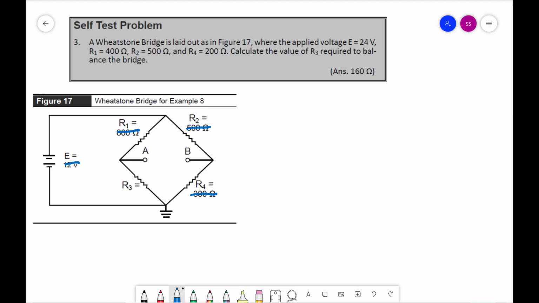Okay, so the voltage was 24 volts, R1 is 400 ohms, R2 is 500 ohms, and R4 is 200 ohms. So the one we're missing is R3. Okay, so using our idea of comparing left to right or top to bottom, we can go ahead and solve for R3. So once again, I'm going to choose to compare the top half of the bridge to the bottom half of the bridge.